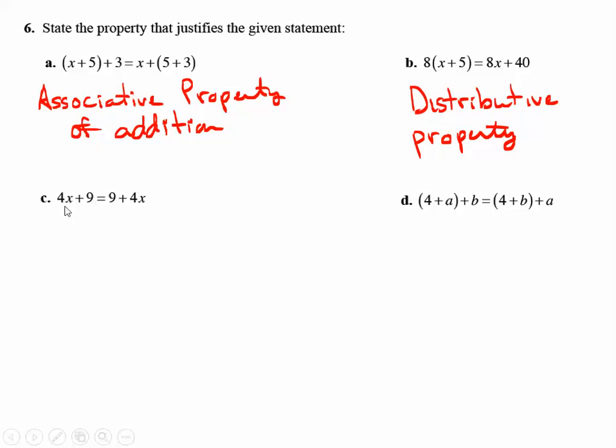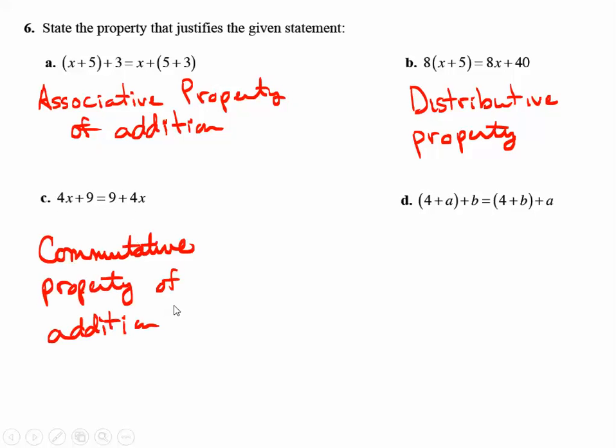Okay, going over here. Now let's see, 4x plus 9 and 9 plus 4x. Hey, the numbers got switched. But again, I'm talking about addition here. That means I can add no matter which order I go in. That's something called the commutative property of addition.